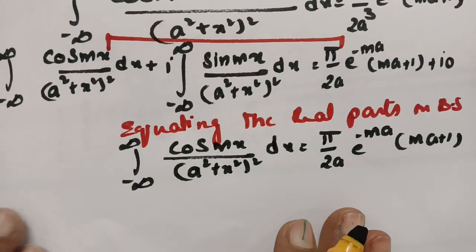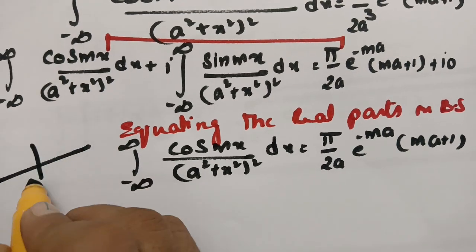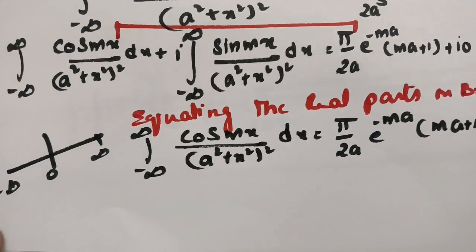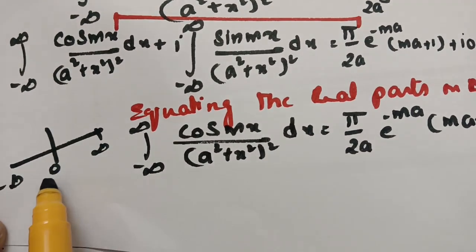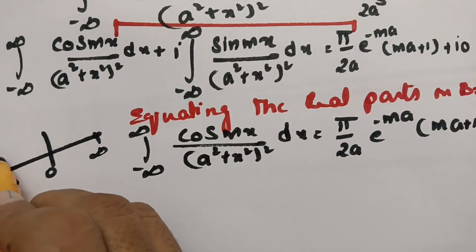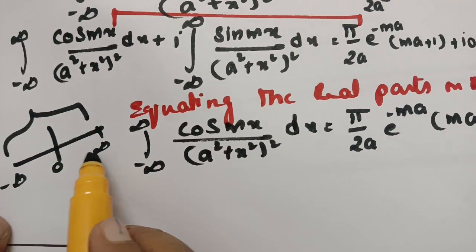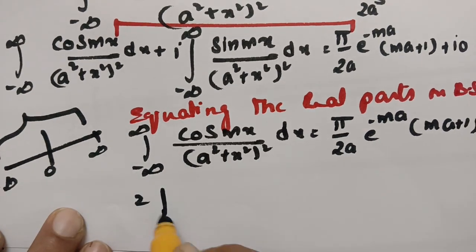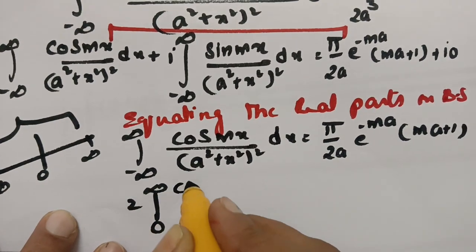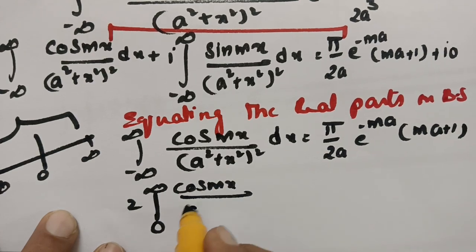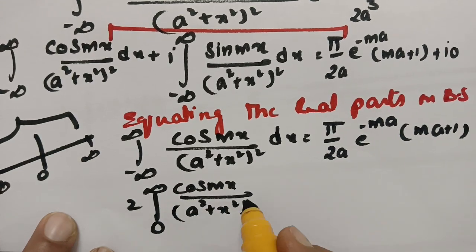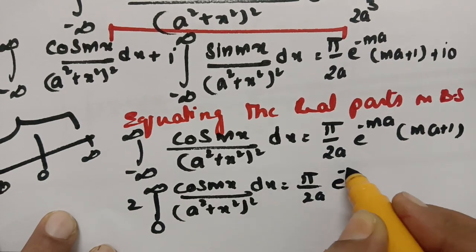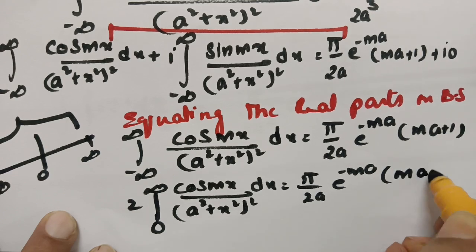Clear? Now see here, there is a logic here. So this is 0, this value is infinity and this is minus infinity. The distance from 0 to infinity is the same as the distance from 0 to minus infinity. So calculating from minus infinity to plus infinity is equal to calculating twice from 0 to infinity, that is cos mx by (a square plus x square) whole square dx is equal to pi by 2a into e power minus ma into (ma plus 1).